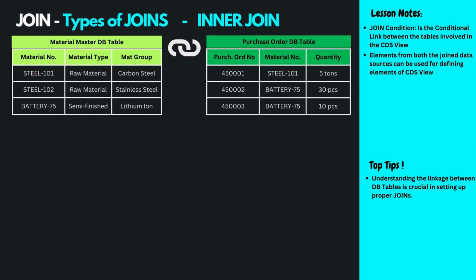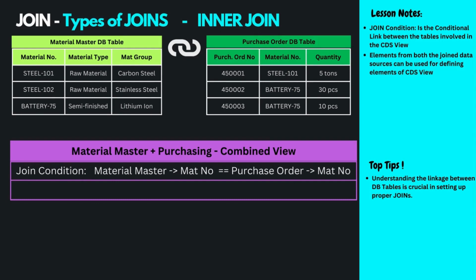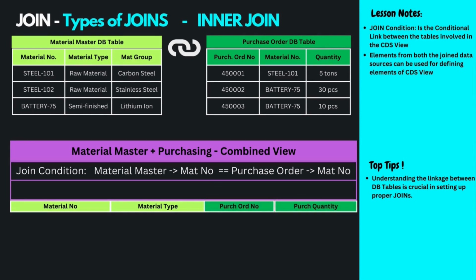Now let's say I want to build a view that gives me the following output. I want the view to return the material number and the material group from the MARA table. Along with that, I also want the view to tell me the purchase order numbers under which these materials were ordered and how much of the material was ordered in that particular purchase order.